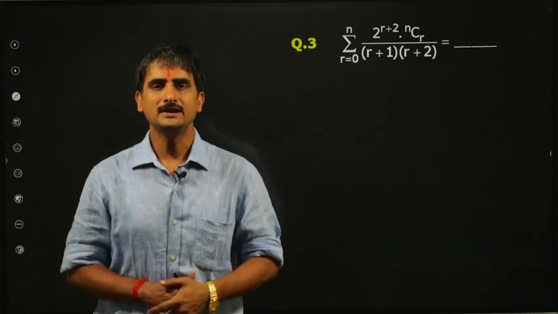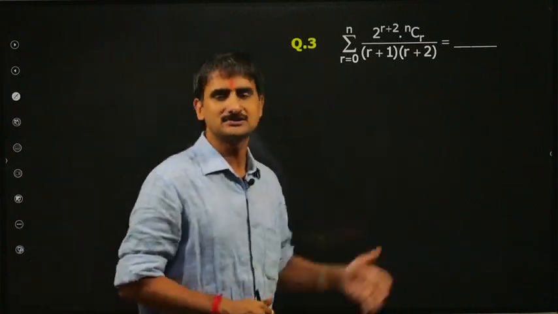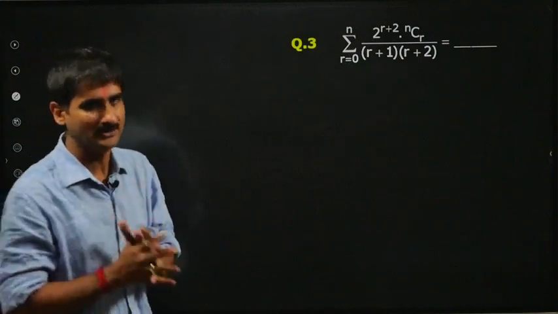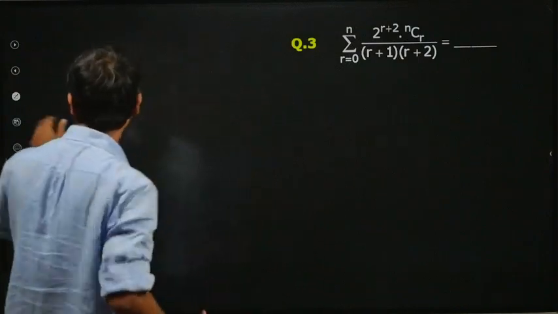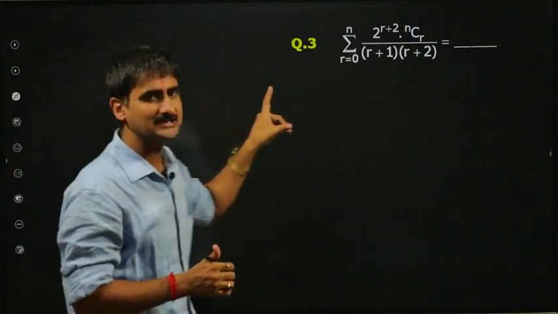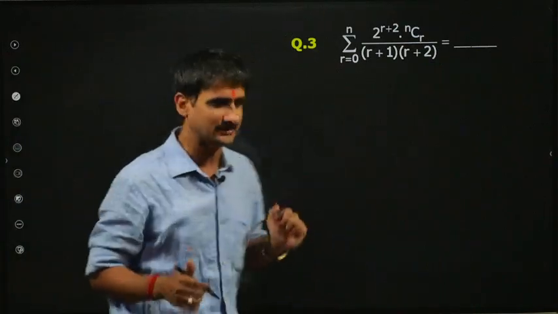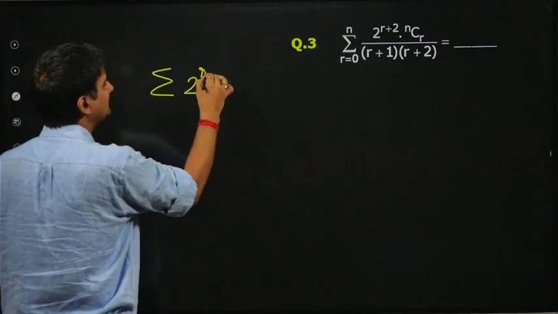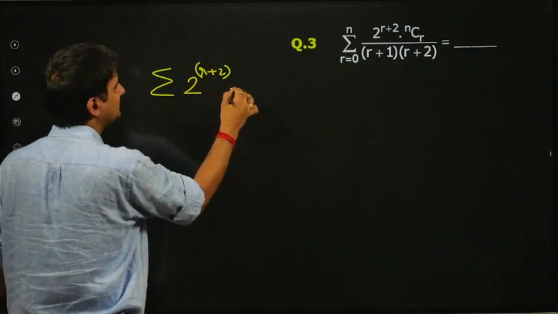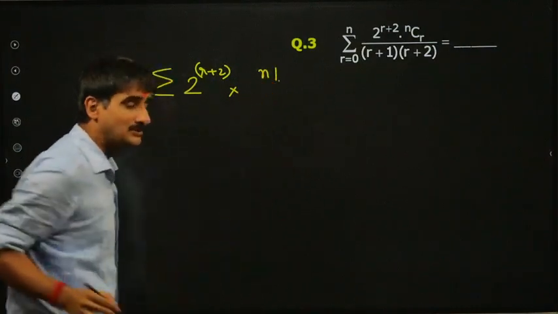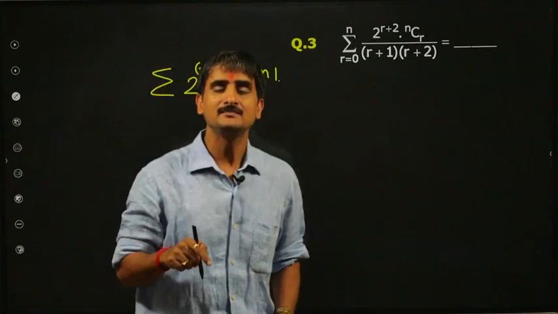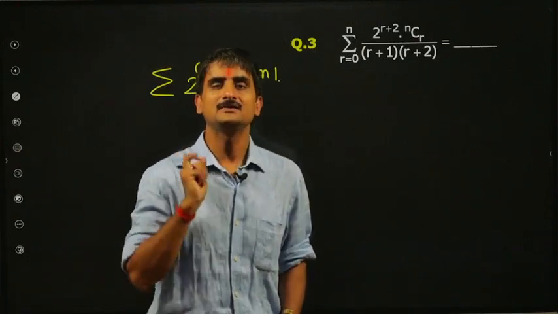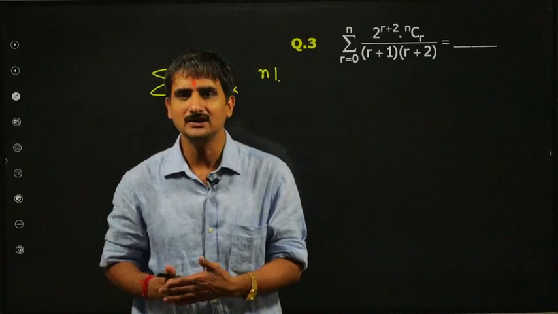So moving to the next question here, again a question based on series, the series related to binomial coefficient. Here I will be discussing it with the help of the general term method. How? Let's rewrite. The general term method demands that you get rid of any factor which has r, the variable of summation, whether it is a denominator or a numerator.